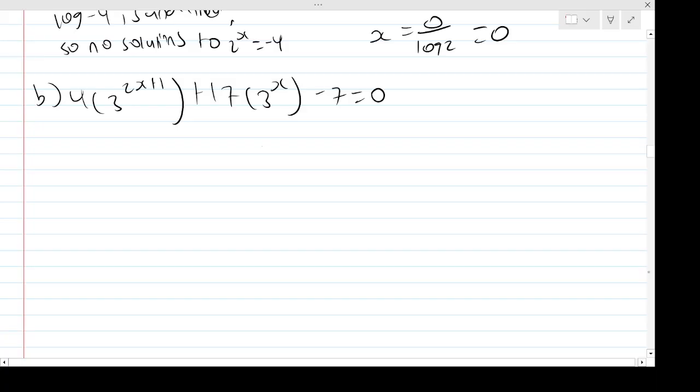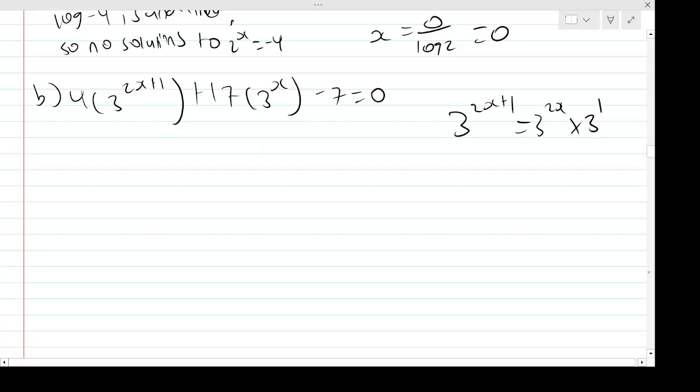I'll do it here. So 3^(2x+1). Well, actually, firstly, notice I can say that's 3^(2x) times 3^1.